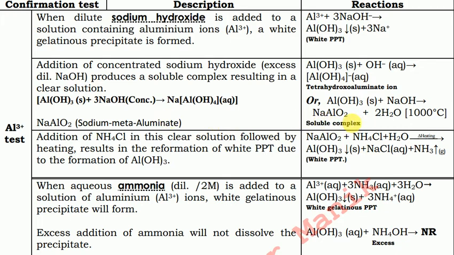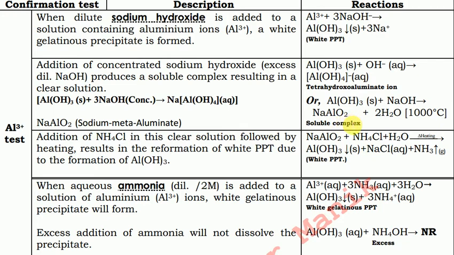Then after the production of a soluble complex clear solution, we have to add ammonium chloride followed by heating. This will result in the reappearance of the precipitate. Let me clarify the term. We have to add sodium hydroxide in the solution containing aluminum. If aluminum is present, this will produce a white precipitate. After the formation of the precipitate, we have to add excess sodium hydroxide. Excess sodium hydroxide will solubilize the precipitate, forming a soluble complex known as sodium meta-aluminate.